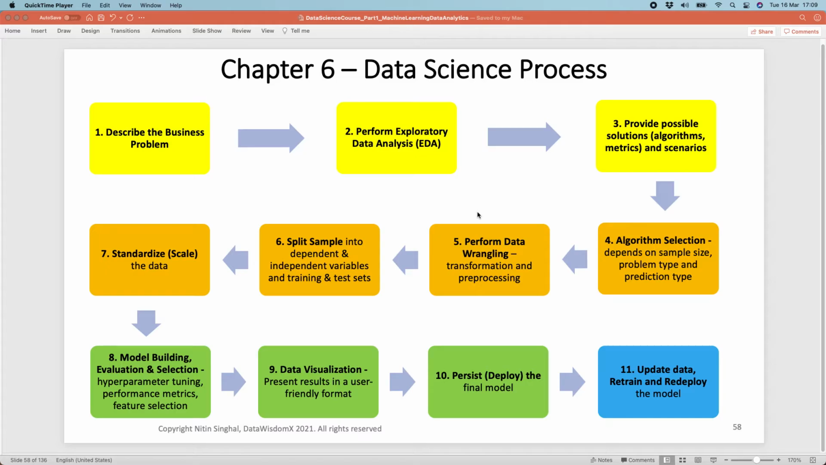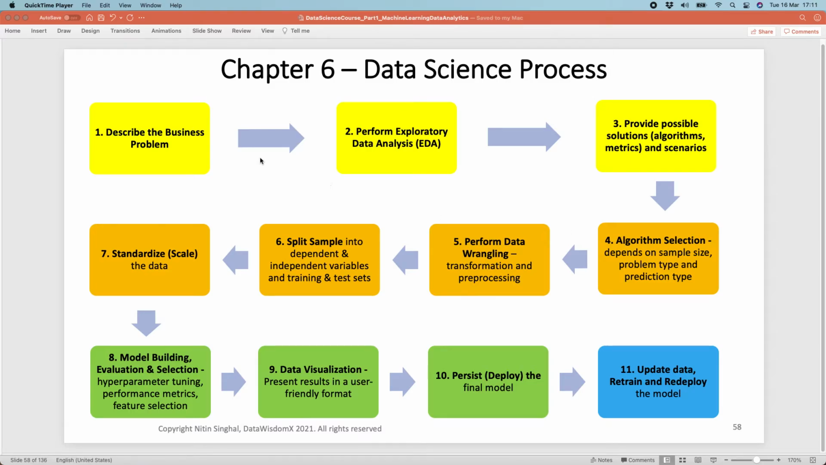That involves looking at the data, the sources, the types, what are the problems with the data in terms of missing data and other things. Then in step three, you need to provide the possible solutions and scenarios. So you understood the problem, you've defined it, you've looked at the data, so you have a good feel for what it is. Now you can actually come up with some suggestions about what are the possible solutions, what are the different scenarios, what are some of the different algorithms we can consider using, and what are the metrics which you can use for measurement.